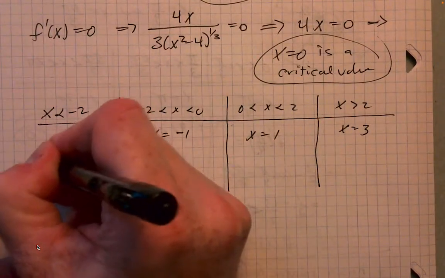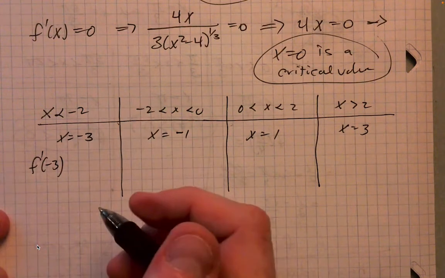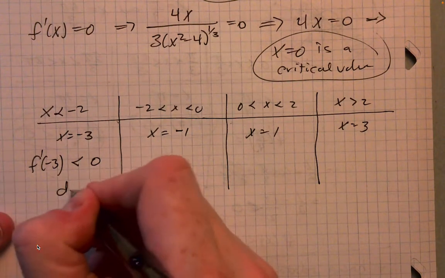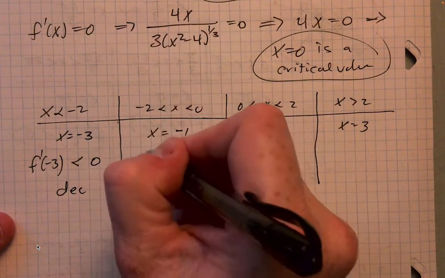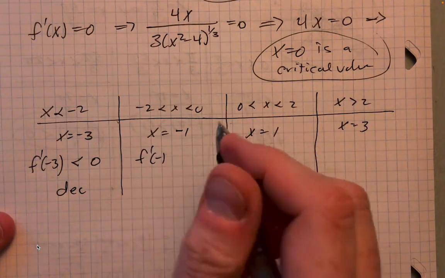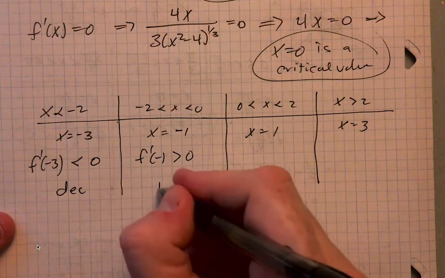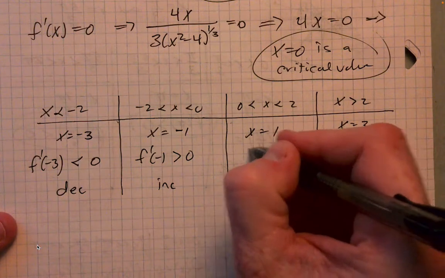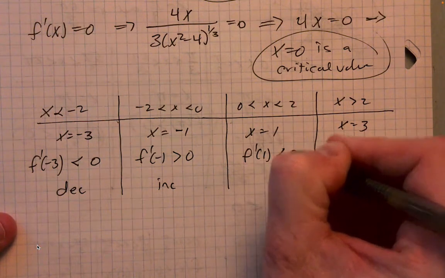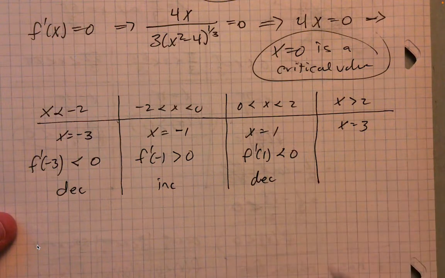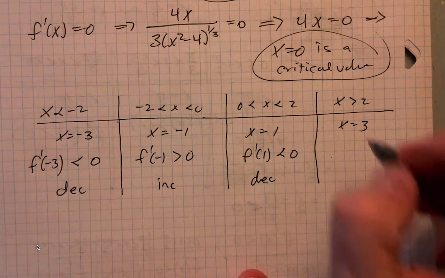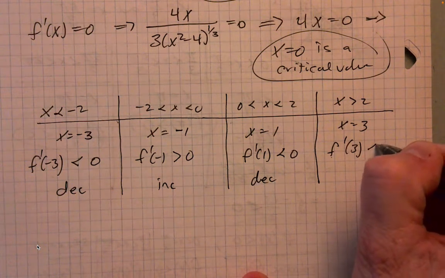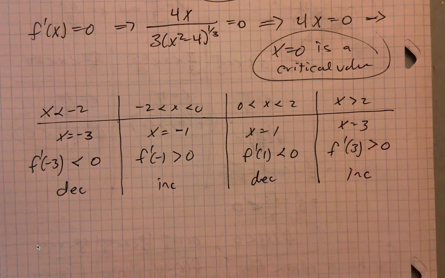Well, f prime of -3, when you plug that in, you'll see that it is less than 0. So we're decreasing here. And when you plug in -1 into the derivative, you'll see that it is increasing there. And when you plug in x equals 1, you get f prime of 1 is less than 0. Decreasing there as well. I went ahead and did these ahead of time, just in the interest of time. And then f prime of 3 is greater than 0. So you're increasing here.